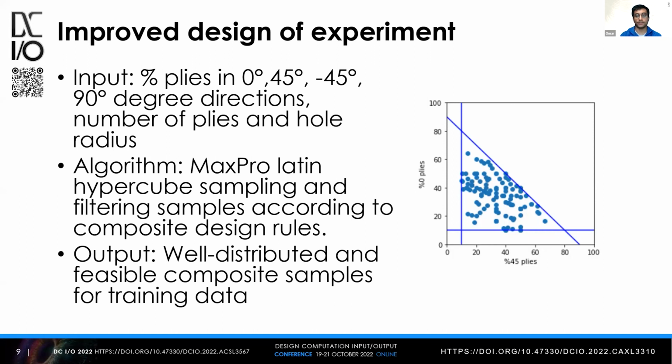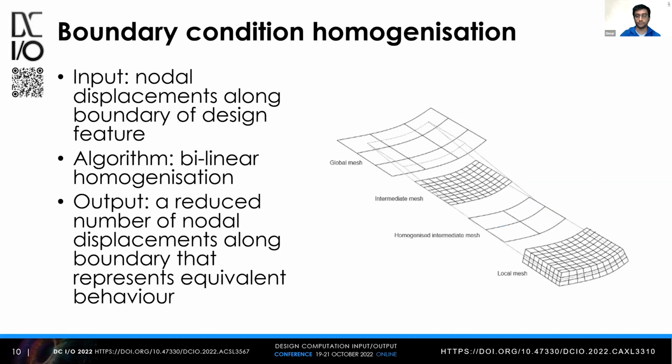For a well-designed laminate, we use such design rules to filter out areas of the design space which are not feasible. Therefore, we have a well-distributed set of training samples. The other feature that we haven't mentioned is the boundary conditions. That is another feature which has to be varied to understand the behavior of laminates under various loadings.